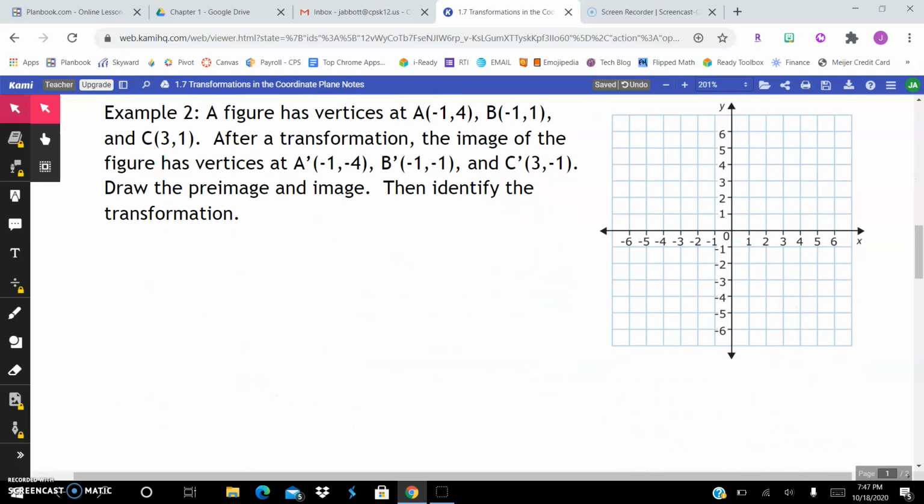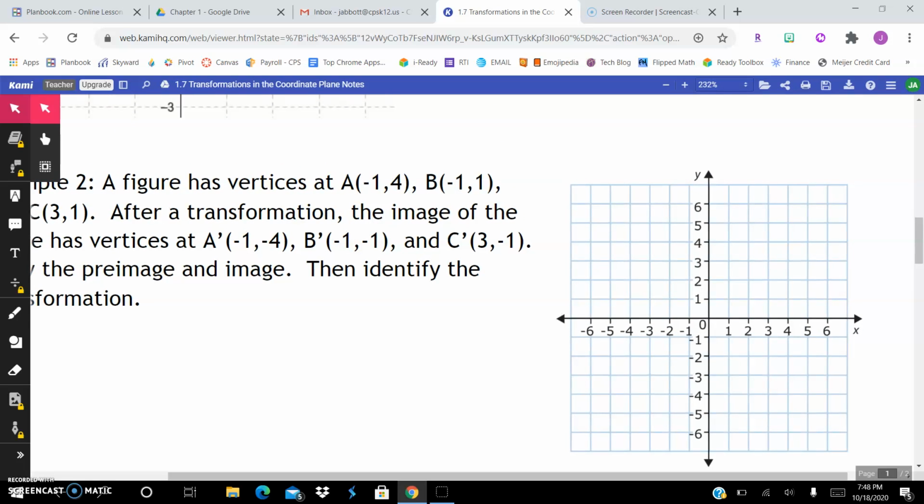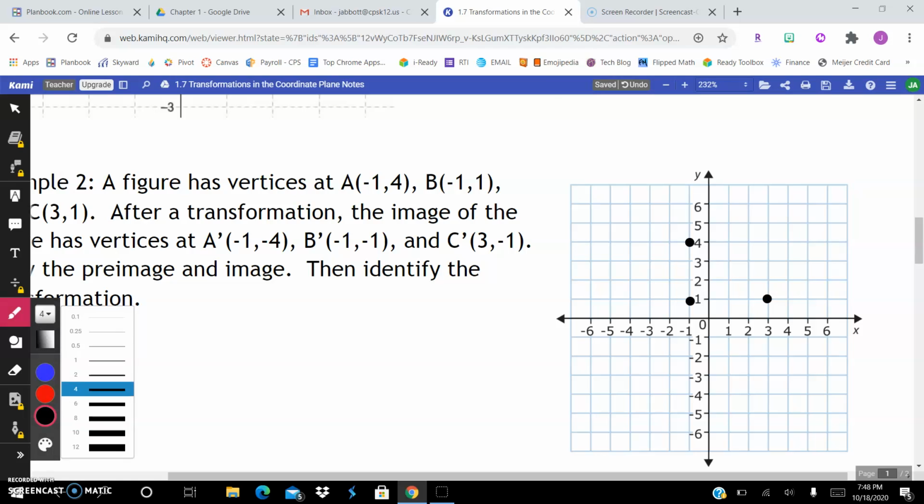Example 2, a figure has the vertices of A, B, and C given here. After transformation, the image of the figure has the new vertices given. Draw a pre-image and image and identify the transformation. So we have to plot these points here. So the first one is -1, 4. So over -1 and up 4. Then we have -1, 1, and 3, 1. And I'm going to connect those.